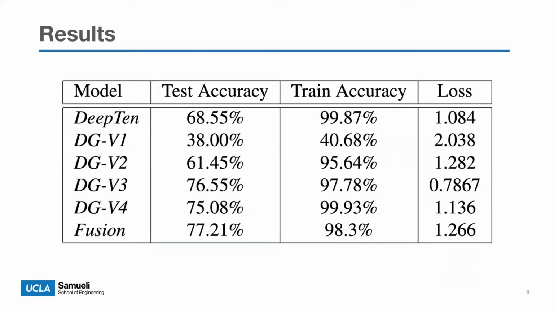Here are our test results for our implementations. The baseline Deep10 network achieves around 68% accuracy, and each of the 3 DGCNNs has an accuracy of 38, 61, and 76%. The lightweight version also has a comparable 75% accuracy. Our best network was the 2D, 3D fusion network, which had just above 77% accuracy, which is actually 3% higher than the best result achieved by the group who created the GeoMat dataset.